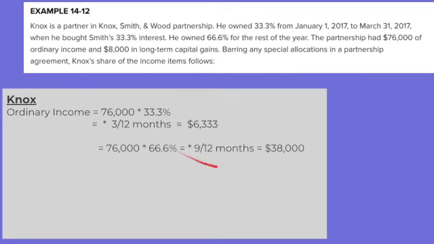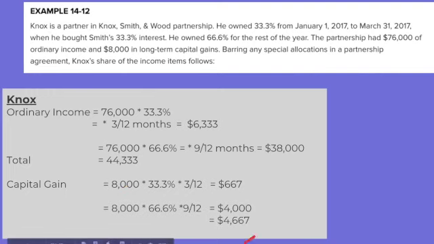$6,333. For the last 9 months, he's going to get $38,000. Now we're going to add those together to get a total. Then we've got to do the same thing to the capital gain, and so we end up with $4,667.